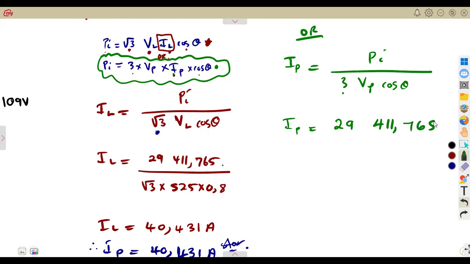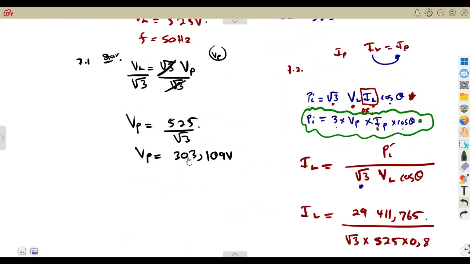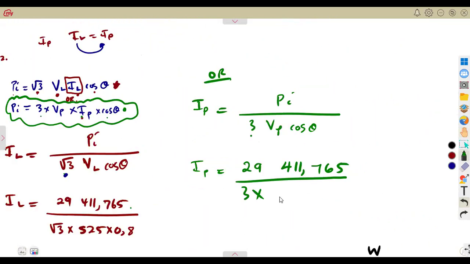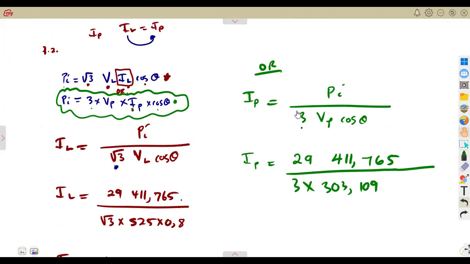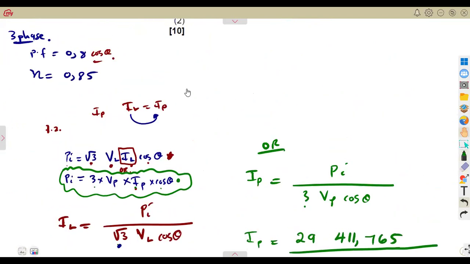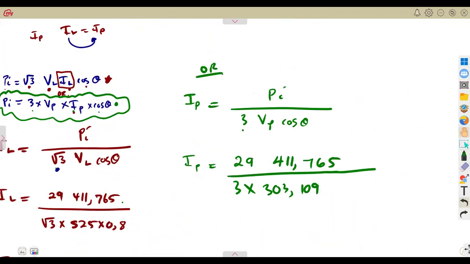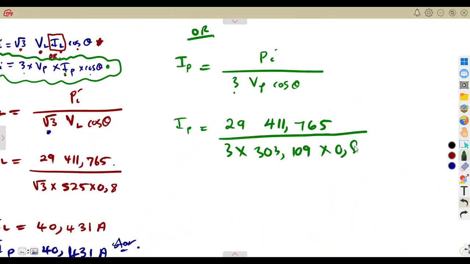29,411,765. Okay, this is over 3 times the phase. When we're dealing with the phase, it was 303,109. All right, that is 303,109. That is our phase voltage. What about the phase cos theta, which is the power factor? Remember, power factor, that's 0,8. That's our cos theta. So you're going to use 0,8.